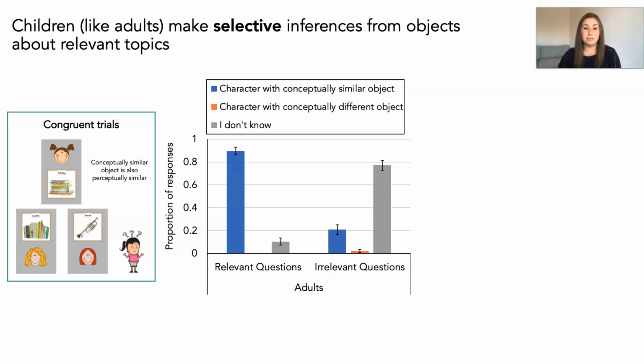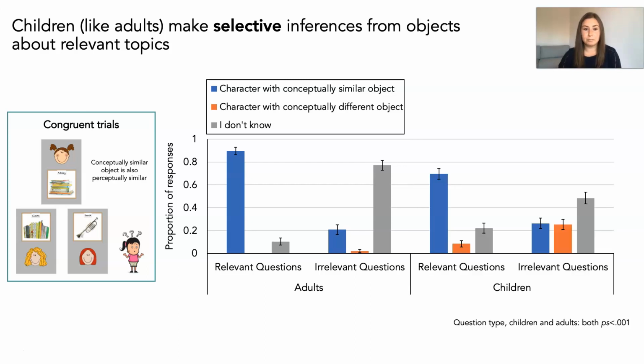First, we'll look at adults' inferences on the congruent trials where one object was conceptually and perceptually more similar to the target's toy. Adults' responses to relevant questions, which included asking about shared interests, are on the left, and their responses to irrelevant questions are on the right. And what we see is that adults were more likely to select the character with a conceptually similar toy when asked relevant questions, and mostly said that they did not know in response to irrelevant ones, such as which character had the same birthday. And we found that children made similar inferences.